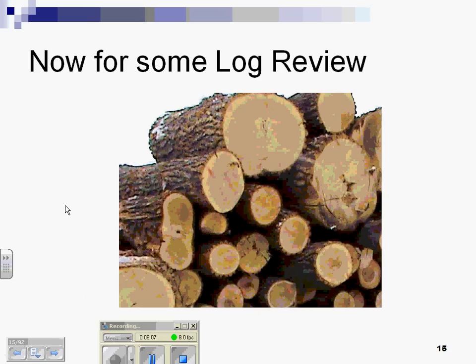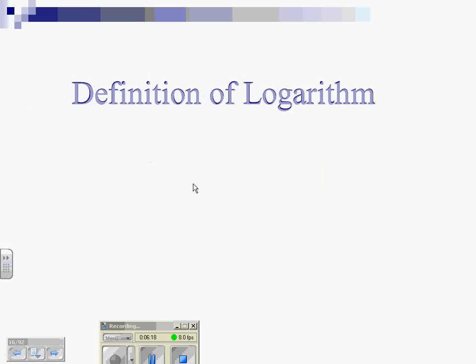Okay, so I've been talking a lot about logs. And some of you, hopefully you recognize the word, but you may not remember anything about logs. So let's do some log review. Not these kind of logs. All right, definition of logarithm.